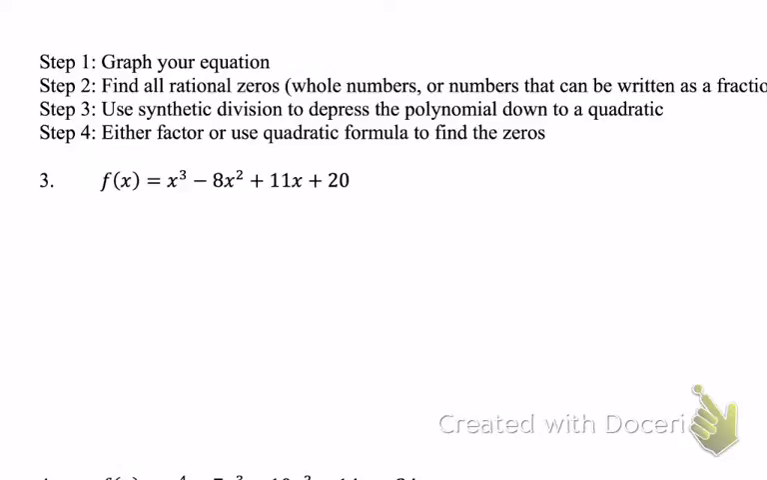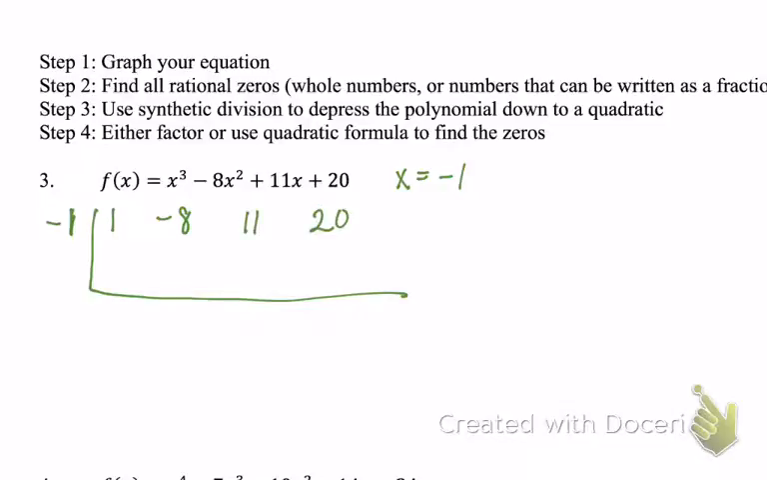So I know that my zeros, I know the first one is x plus 1, so x equals -1. I'm going to use that, and I'm going to use synthetic division. So I'm going to do 1, -8, 11, 20. Bring the first one down to get 1. -1 times 1 is -1. -9, +9, 20, -20, 0.